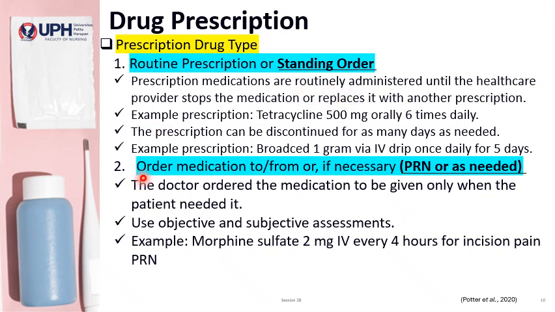Then you have what we call a PRN medication, or as needed, or if necessary. This is the doctor ordering medication that is given only when the patient needs it, using a subjective and objective assessment of the patient before giving it. For example, a patient is having severe pain because of cancer, then we can do a PRN of morphine sulfate 2 milligrams IV every 4 hours for incision pain. So if they have that PRN, it means it's not a regular medication. It's only given when the patient is complaining of unbearable pain, and then morphine kicks in.